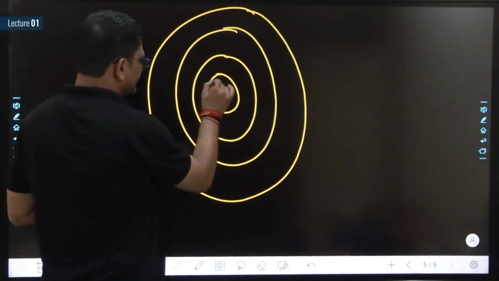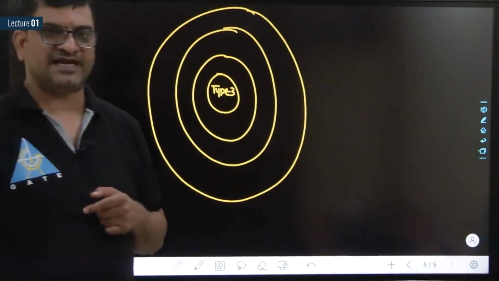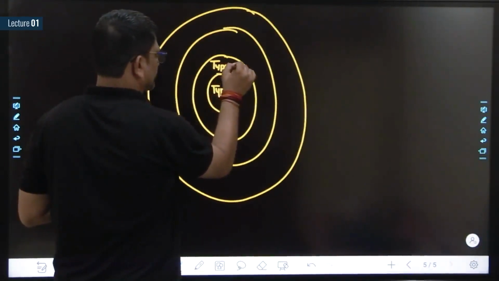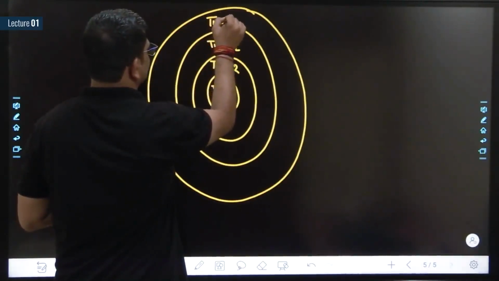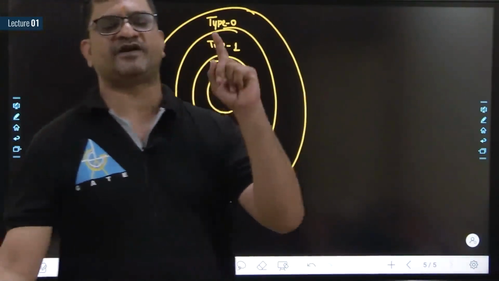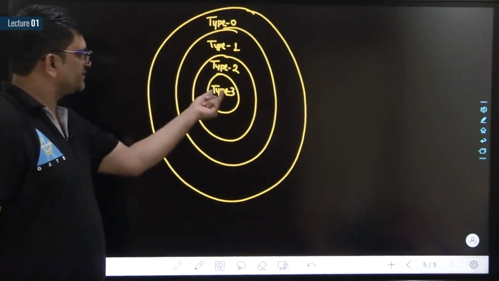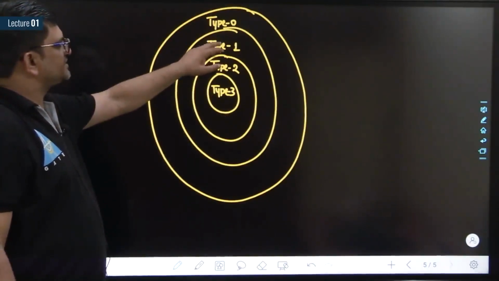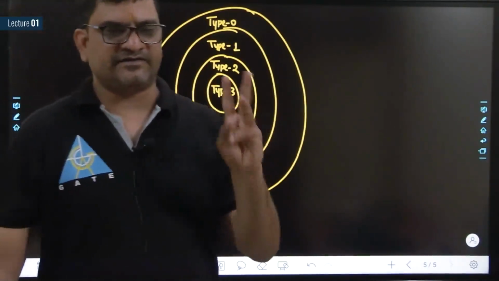This is type 3 languages. Clear? This is type 2 language. Type 1 language. Type 0 language. What do you mean by this? All type 3 languages are type 2, type 1, type 0. All type 2 are type 1 and type 0. But all type 2 are not type 3. All type 1 languages are type 0, but not type 2 or type 3. Clear? In TOC, we divide into 4 parts.